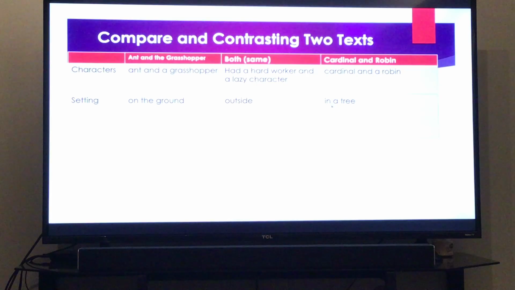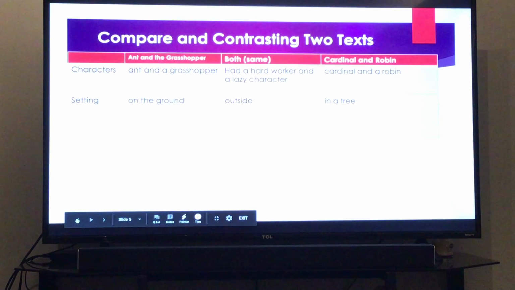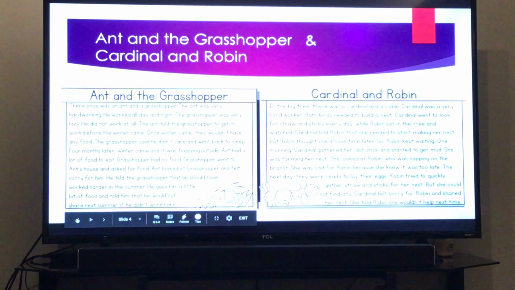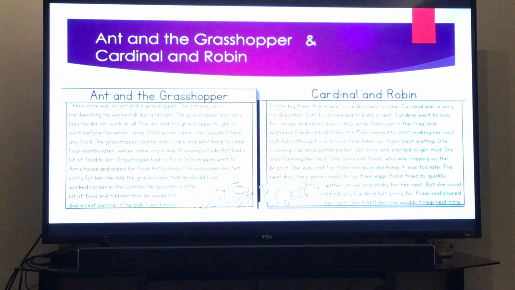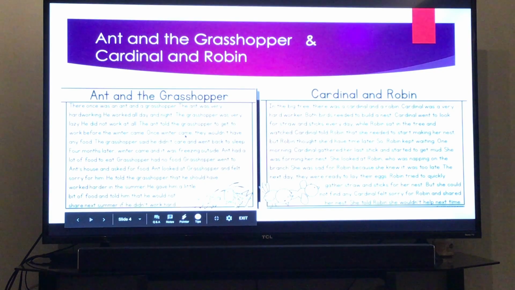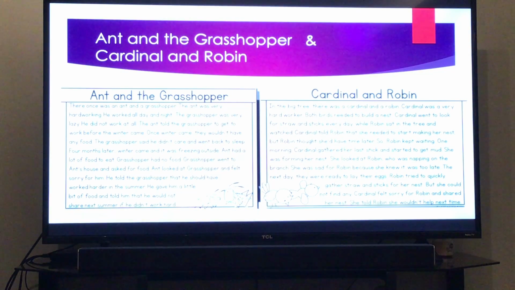One was building a nest. That would have been in a tree. What they had the same was that they both took place outside. Now in the story, the author doesn't come out and say that they were on the ground, but we know that an ant and a grasshopper live on the ground, and cardinals and robins are birds, and they live in trees, and they build nests in trees. We know that the ground and trees are both outside.